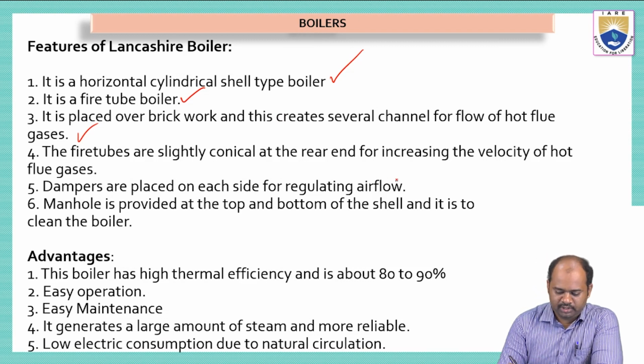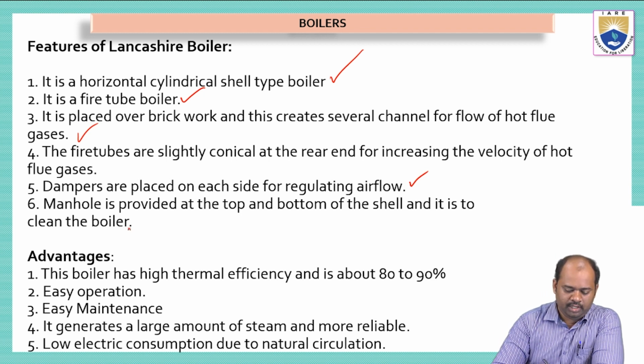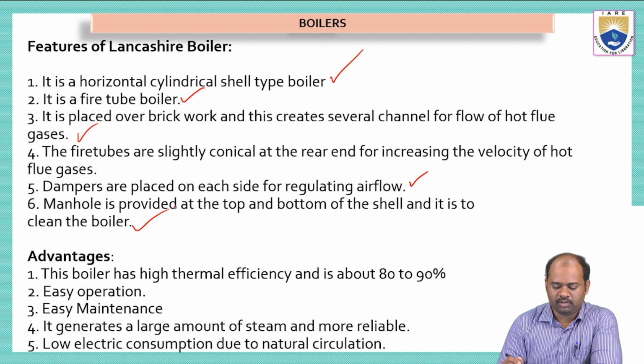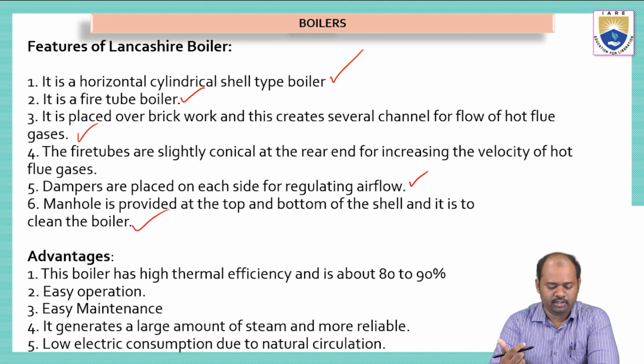And after that, dampers are placed on each side for regulating airflow. So we have dampers which will control the airflow into the furnace and out of the furnace. And then a manhole is provided at the top and bottom of the shell, and it is used to clean the boiler. Anyway, in any boiler we have to have a manhole for cleaning purposes. Why do we want to clean a boiler? So we have seen all the features. Now we'll discuss why we need a manhole for a boiler.